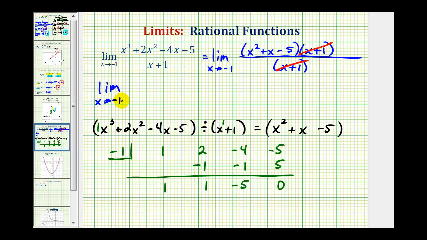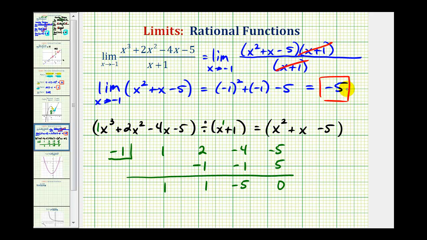as x approaches -1 of just x squared plus x minus 5. And now we can find this limit by performing direct substitution. We'd have -1 squared plus -1 minus 5. So we'd have +1 plus -1, that's 0 minus 5. So our limit is equal to -5.